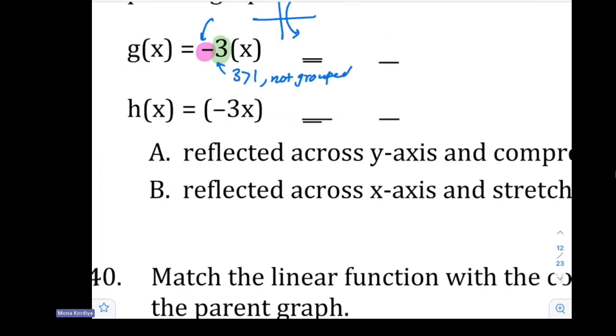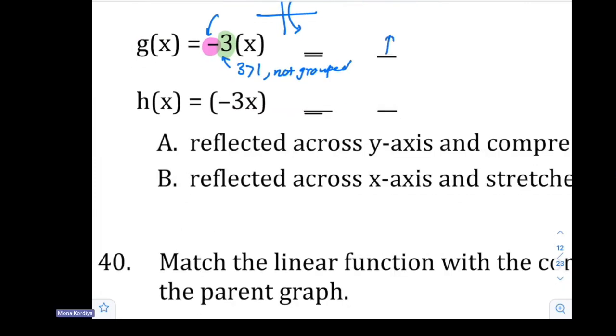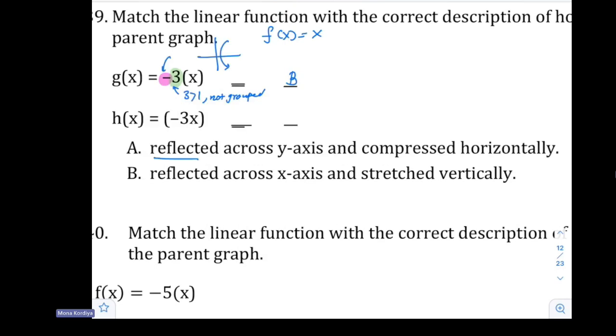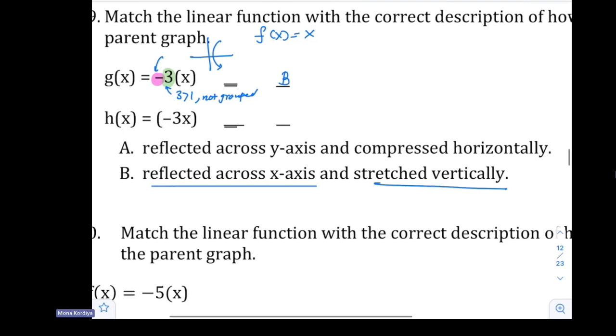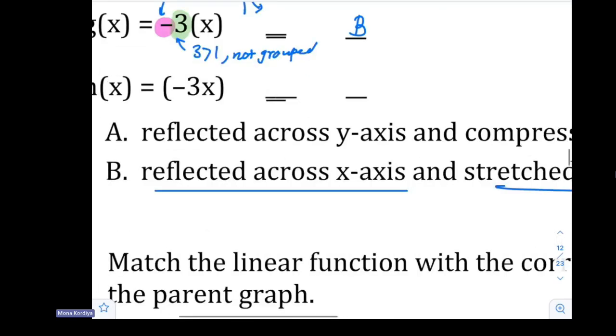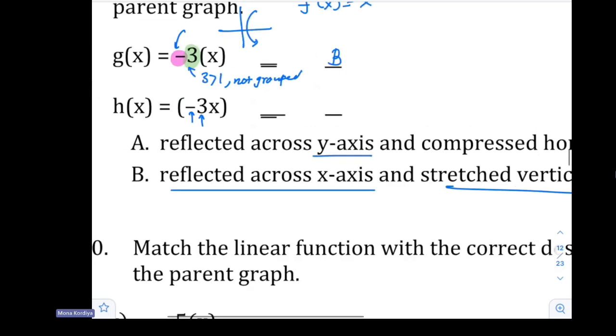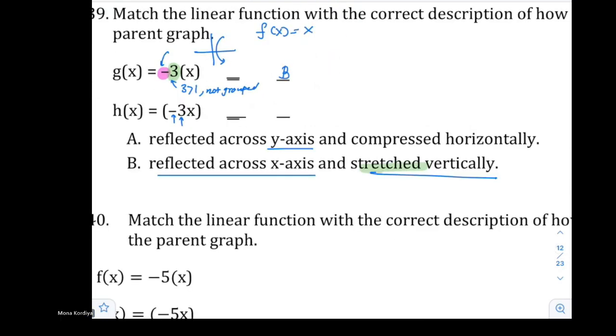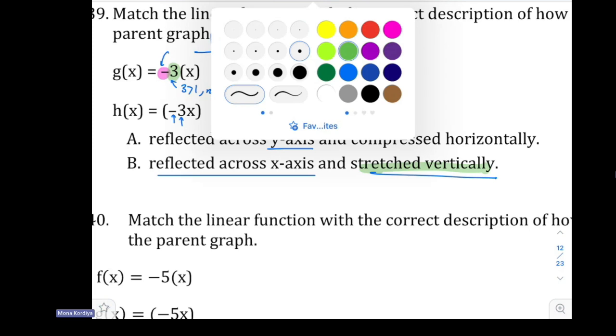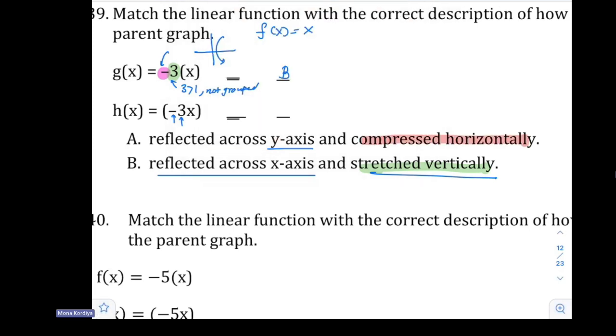So we will choose B, because here we have reflection across the x-axis and stretched vertically. While here it's the same as you see, but the minus is inside, so the reflection will be across the y-axis, and the 3 will also be inside. So exactly the opposite of what we said here: when it is grouped, it is compressed horizontally. That's why we would choose A there.